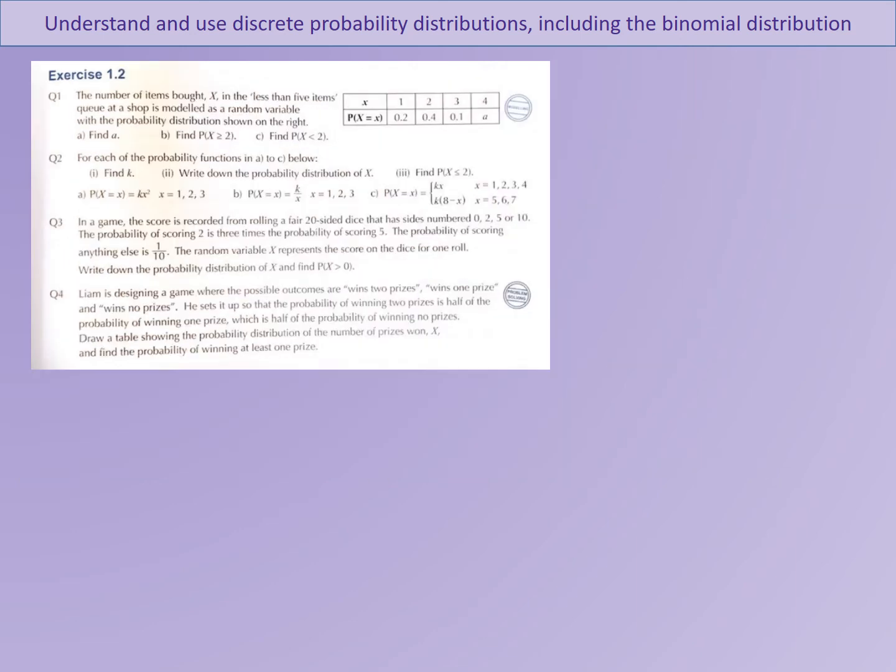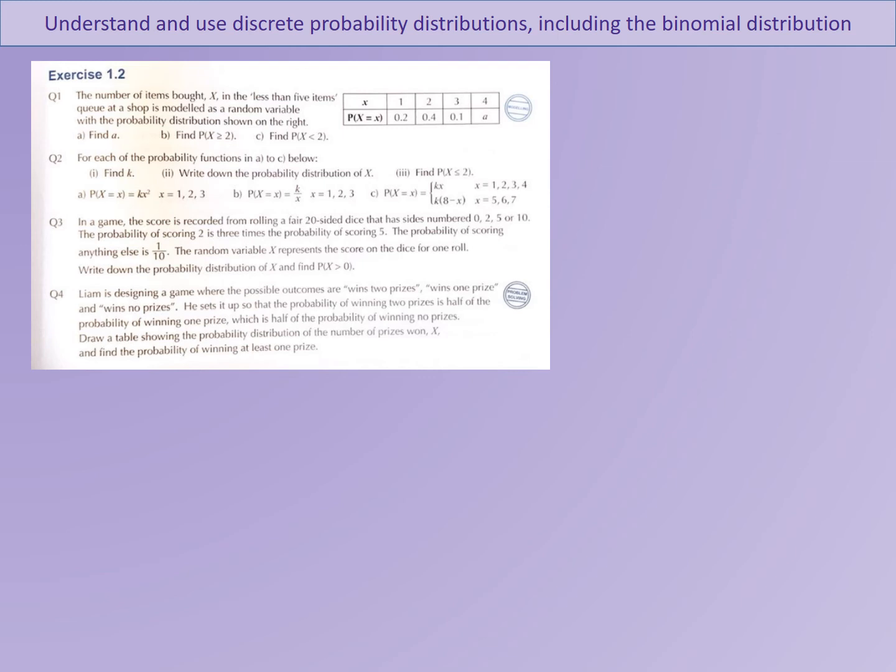Now the difference for exercise 1.2, which is on page 183, you're going to get a few more questions about the probabilities using cumulative probabilities as well. So if you're looking at the first question, I'm not going to have a look at part A there because I think that one's relatively straightforward to do.